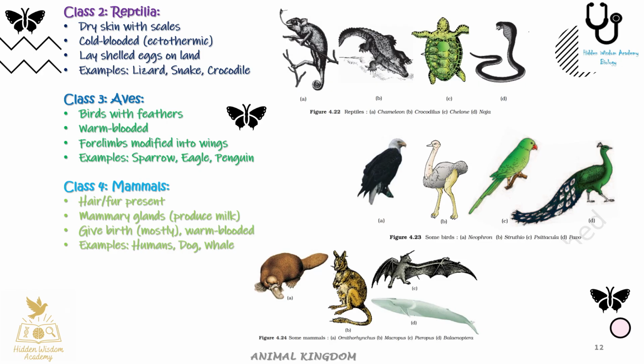The third class is Aves, which includes birds. Birds have feathers, are warm-blooded, and their forelimbs are modified into wings. Examples include sparrows, eagles, and penguins. Finally, the fourth class under Tetrapoda is Mammalia. Mammals have hair or fur, possess mammary glands that produce milk, and are mostly viviparous, meaning they give birth to live young. They are warm-blooded animals, and examples include humans, dogs, and whales.